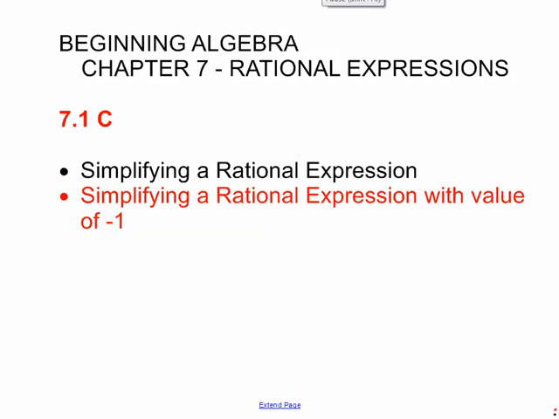Alright, welcome to Chapter 7, Rational Expressions, 7.1. This is video C, the last video we're going to have for 7.1. In this section we're going to talk about simplifying a rational expression with the value of -1. In 7.1b, we talked about simplifying a rational expression. In 7.1c, we're going to talk about simplifying a rational expression with a value of -1.